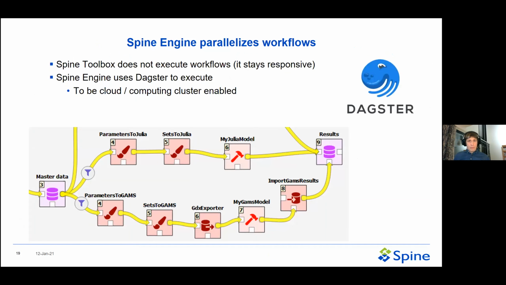And then when you actually have something bigger to compute, the Spine Toolbox doesn't itself execute the workflow. It just sends it to Spine Engine to be executed. And actually Spine Engine is using Dagster, which is another open source project that we use to run the execution. And it already does parallelization. So if you have multiple scenarios defined, you can use Spine Toolbox to parallelize those scenarios.